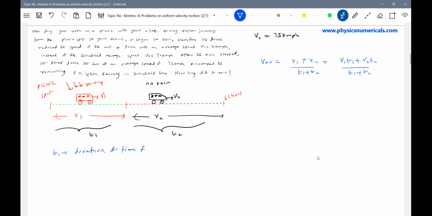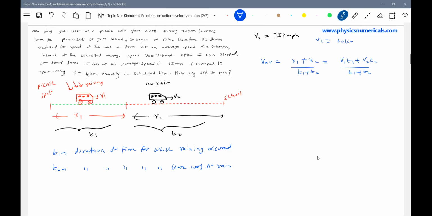Duration of time for which rain occurred. What is T2? Duration of time for which there was no rain. Okay, I think we have already come across this formula, if you can remember. Okay, what are V1, V2? As we know, V1, V2.